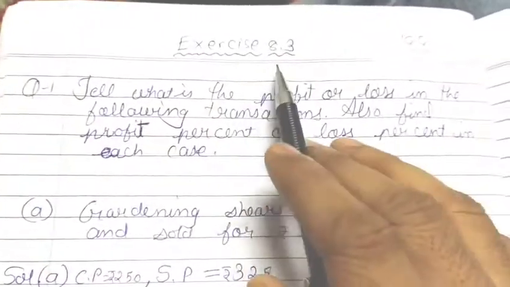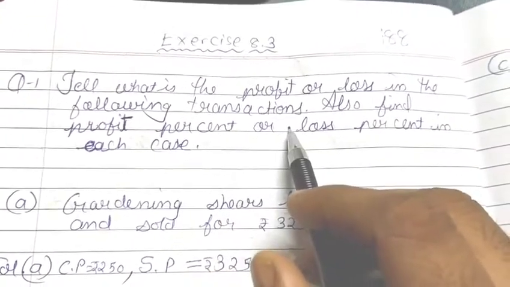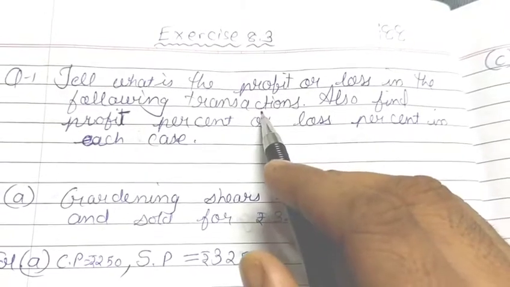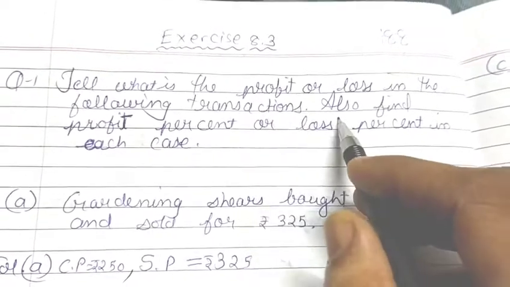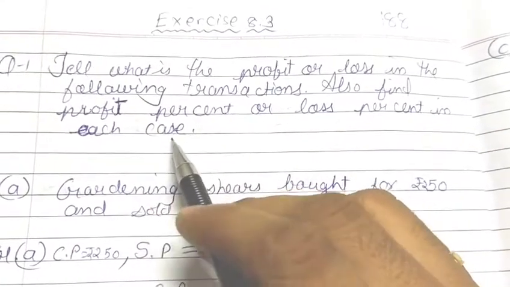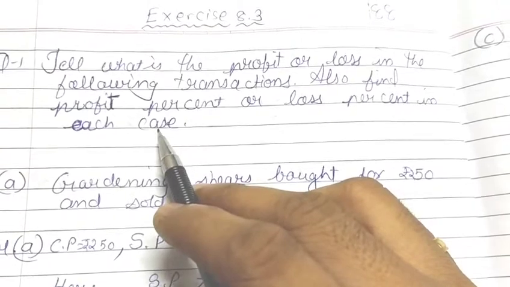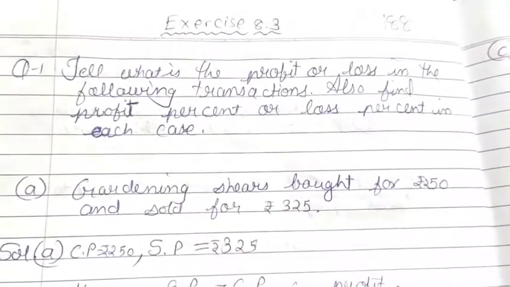Let's start our exercise 8.3. Tell what is the profit or loss in the following transactions. Transaction means buying and selling of goods and services. Also find profit percent or loss percent in each case. Suppose there is a profit in the transaction, we have to find the profit percentage, and if it is a loss, we have to find the loss percentage.